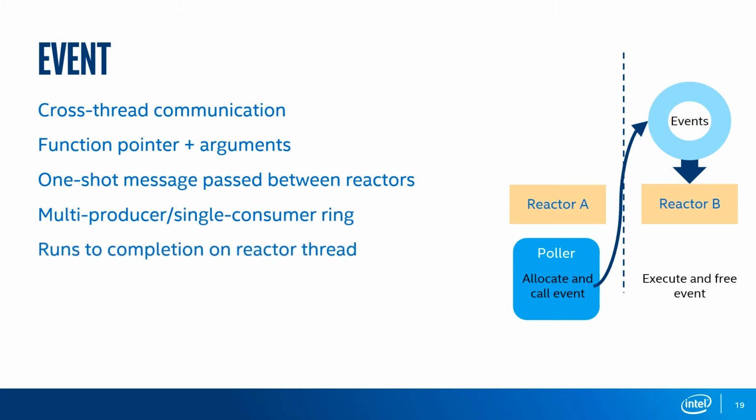And then at some point, when reactor B is done running other pollers or other events, it'll come back around and pick up this new event, pull it off the ring, and execute that function, and then free the structure. So it's just a single function pointer that runs to completion and then returns. And then at that point, it's freed. So that's really just a mechanism for sending events, or sending a message over to another thread, right, and coordinating that way. Does that all make sense? Any questions? I think we have a question over here.